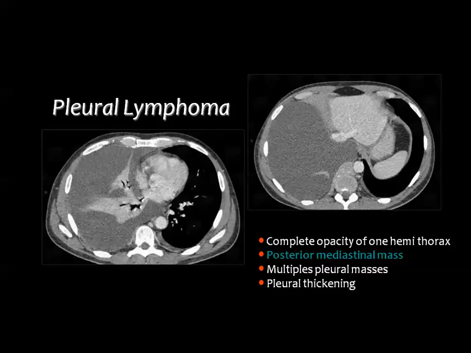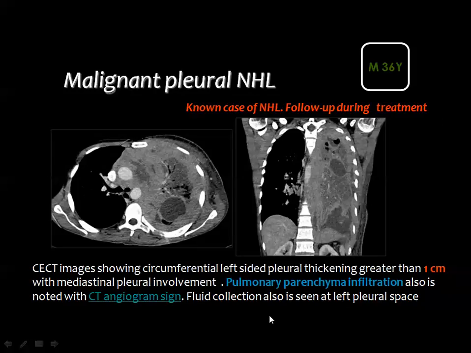Then in this case of a patient known to have non-Hodgkin lymphoma, you see diffuse non-uniform thickening of the costal as well as the mediastinal pleura, together with pulmonary parenchymal infiltrations as well. If you know from the history that the patient has lymphoma, then you should explain all the findings on the basis of the clinical data.